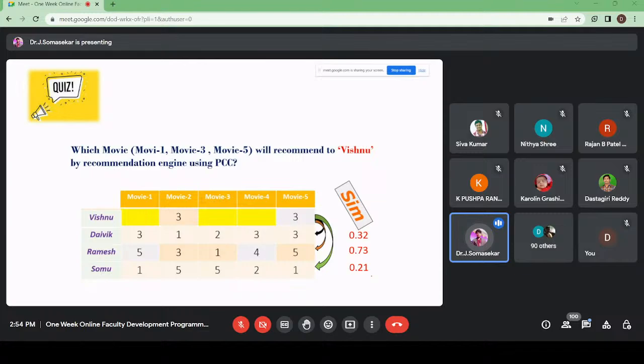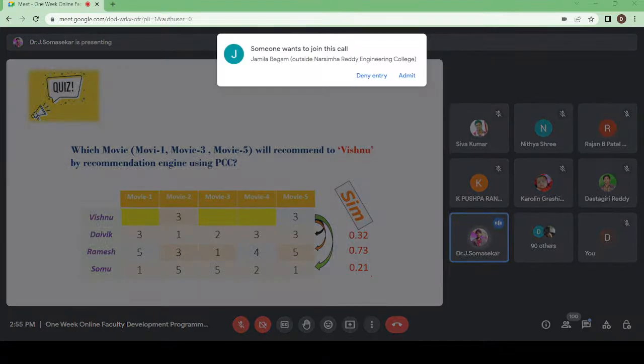I hope you understood the problem statement. We have movie 1, movie 3, movie 4 rating prediction. That means the ratings are missing and we have to find the rating prediction. After rating prediction, which movies are going to be recommended to Vishnu? I have given the similarity measure also: Vishnu to Daivik 32% similarity, Vishnu to Ramesh 73%, Vishnu to Somu 21%. Identify the best similarity, followed by rating prediction, followed by which movies to recommend to Vishnu. Just analyze and post your answer in the chat box.